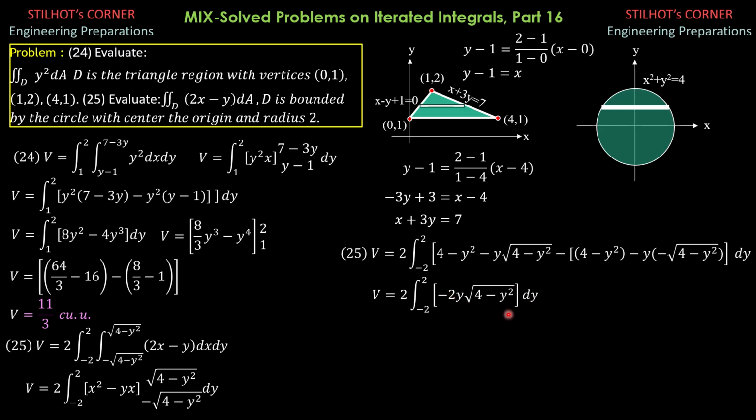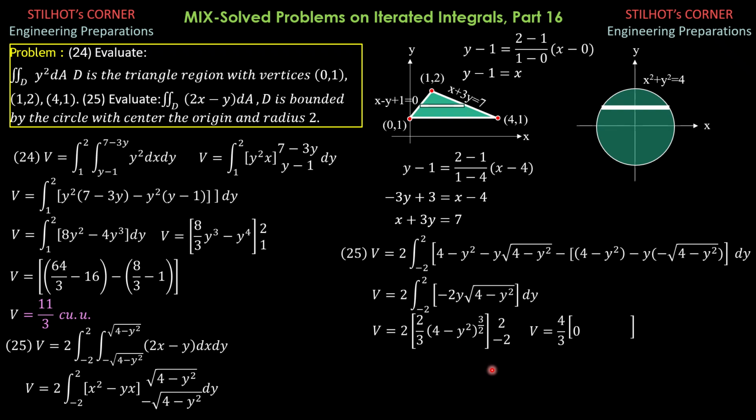So this is now in the form 2 times integral negative 2 to 2 of u to the 1 half du. The integral is u to the 3 halves over 3 halves, or that would be volume equals 2 times 2 thirds of quantity 4 minus y squared to the 3 halves from negative 2 to 2. So this is 4 thirds, then when y is 2, 4 minus 2 squared, that's 0. So 4 thirds times 0 to the 3 halves. When y is negative 2, because this is squared, that is still 4 minus 4, so 0 to the 3 halves.